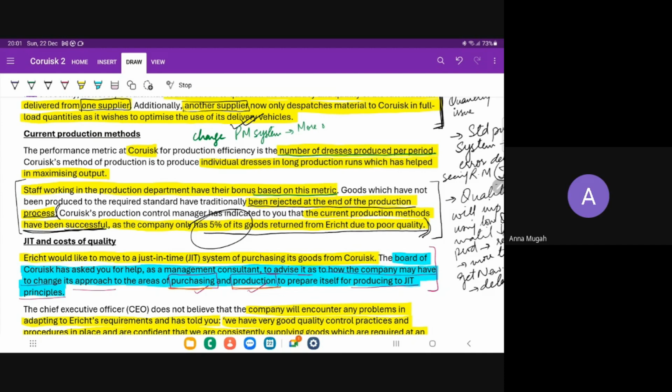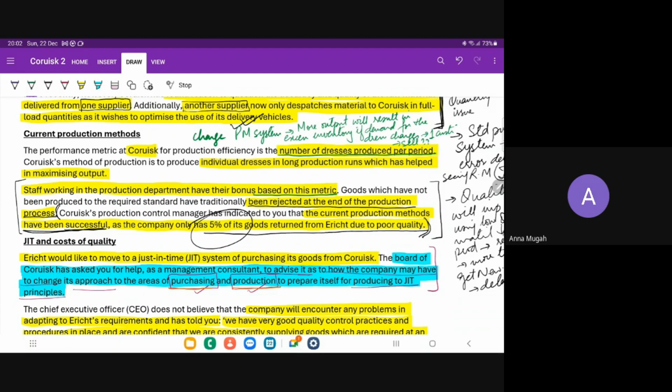Because more output will result in excess inventory if demand for Erich changes. In that case, since they have only one customer, they won't be able to sell. To whom will you sell? Right. So this needs to be changed, right?